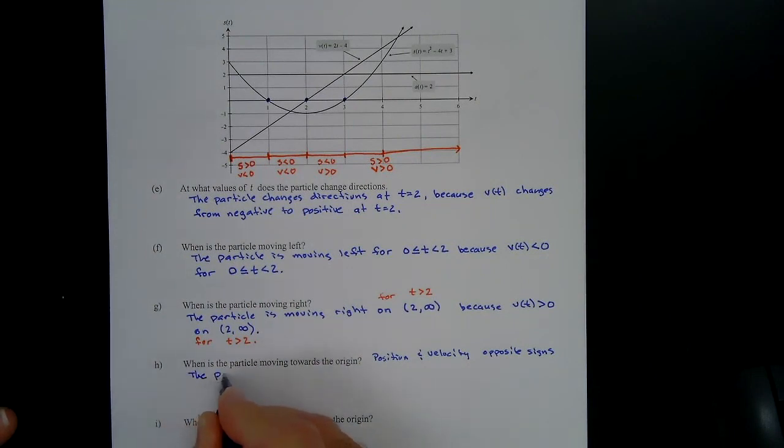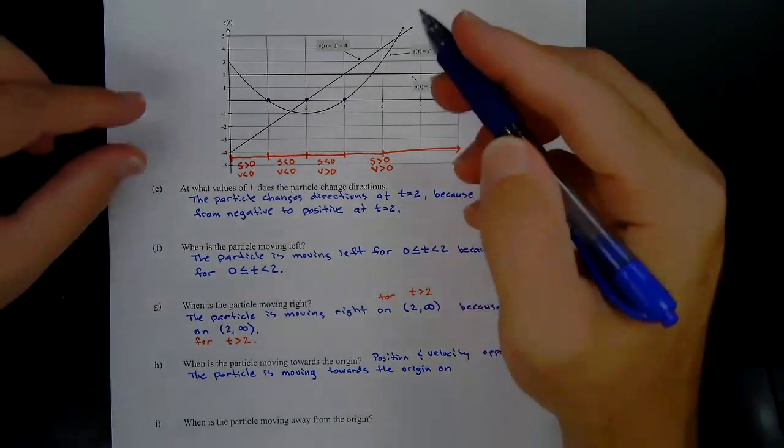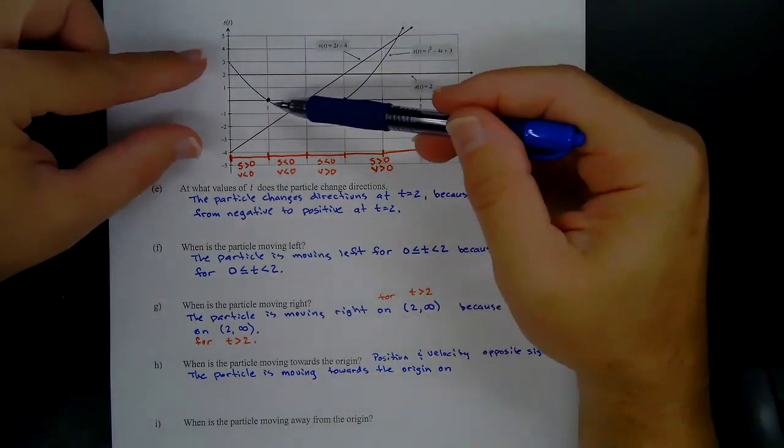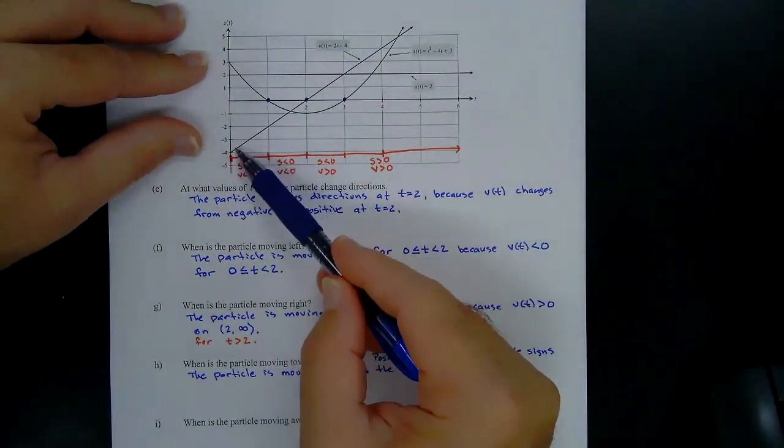The particle is moving towards the origin on 0 to 1. So we're looking at the position and this velocity right here.